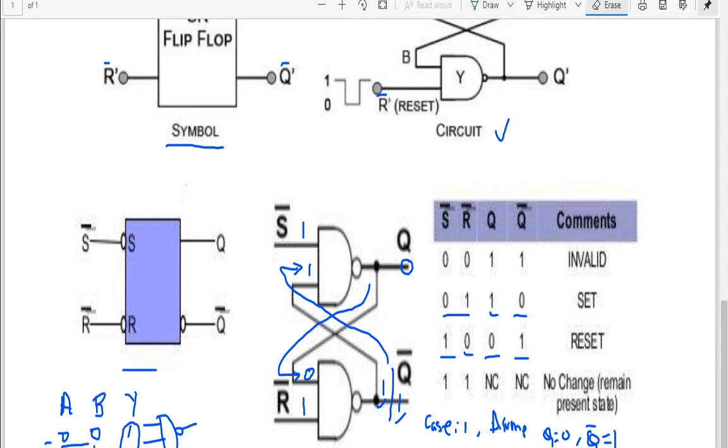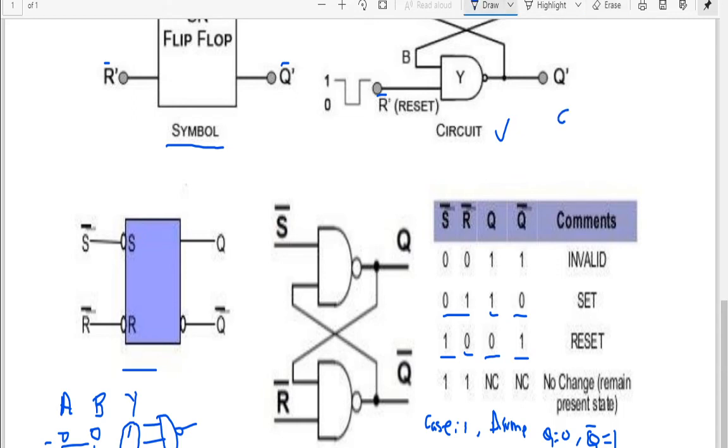So by assuming that the q value is 0 and the q bar value is 1, we are assuming it, students. Now let us take the second case.